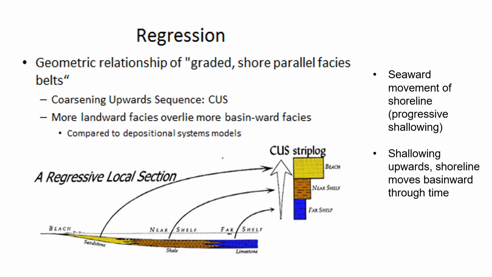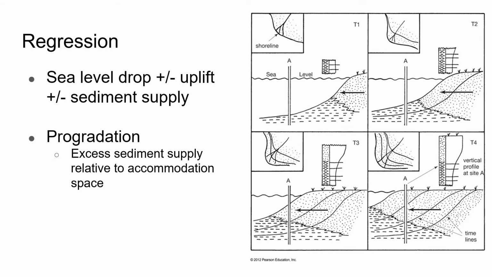And again, Walther's law is demonstrated. We go sand, shale, limestone. We still see sand, shale, and limestone, but just the order is the opposite of what we saw in our transgression. Now, regressions can be a little bit more complicated, though. Because with regressions, the shoreline may be moving seaward, but this can happen in a couple of different ways. With a regression, all we can really say is that the shoreline is moving seaward.